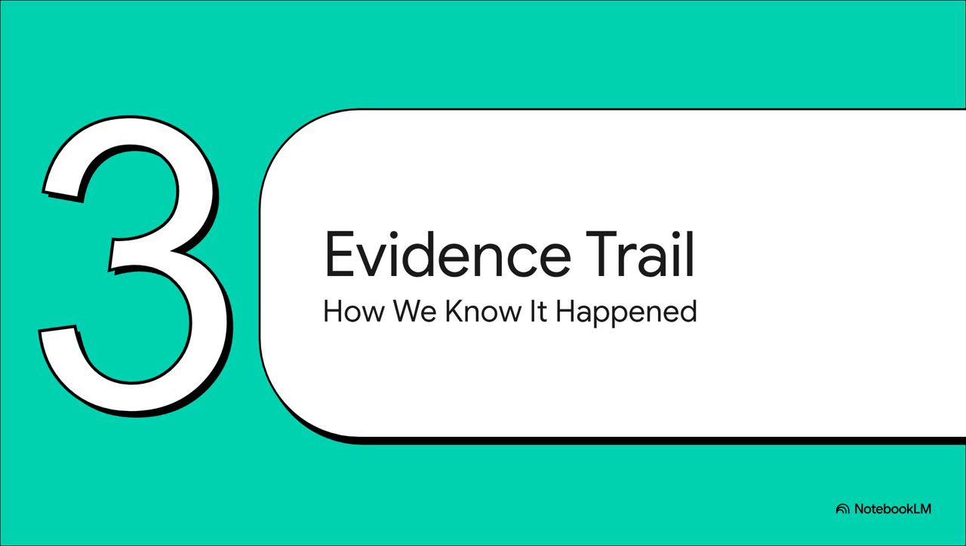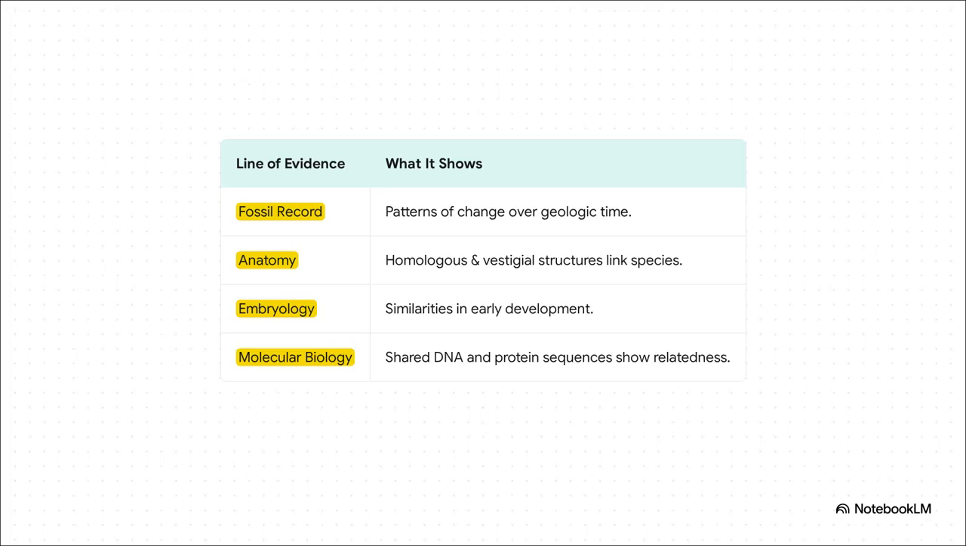Okay, seeing evolution happen with bacteria is one thing. But what about the big picture? How do we know that all life evolved over millions and millions of years? Well, scientists have followed a massive trail of evidence. For your test, you'll want to be familiar with these four big ones.